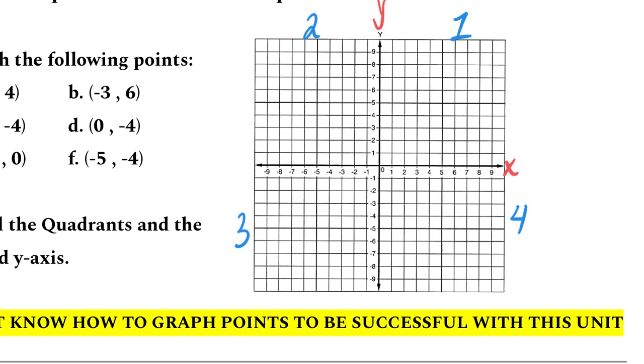Now, we have a special name for this point in the middle. We call this the origin. Let's go ahead and write that word. We call this the origin. This point in the middle is called the origin. Hopefully we remember that from 7th grade. But the origin is just the start of the entire graph.